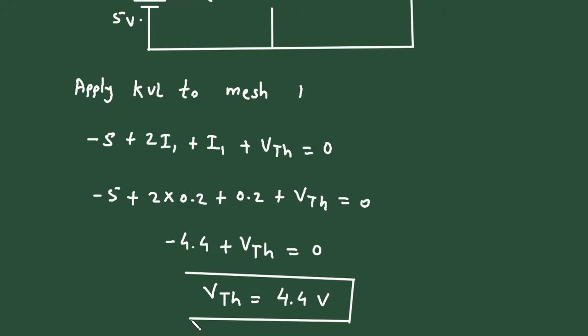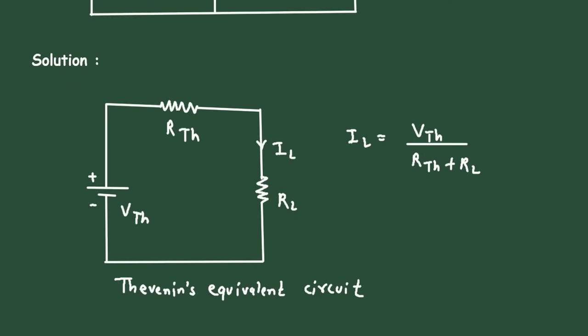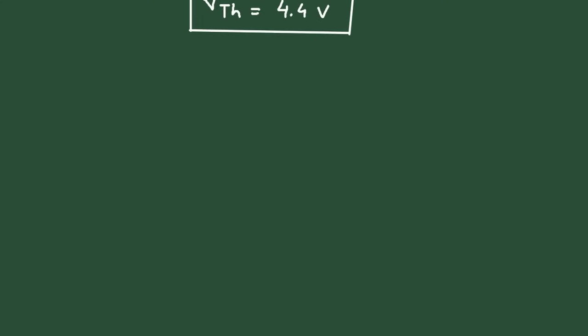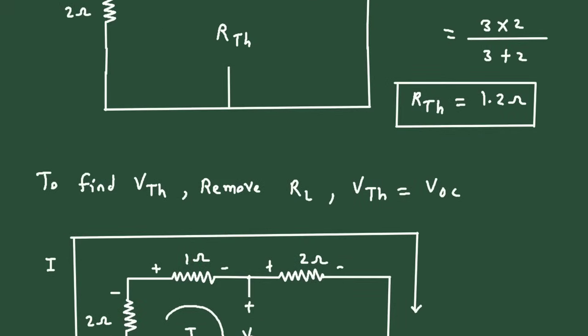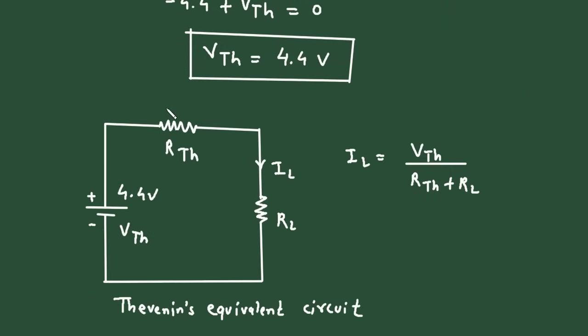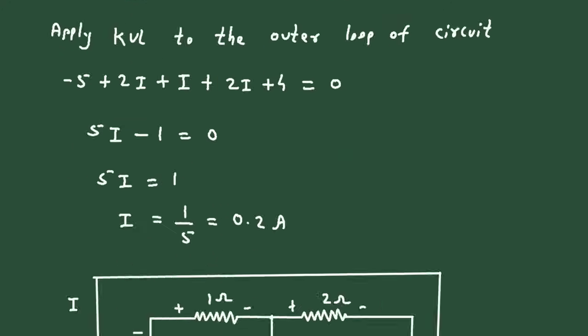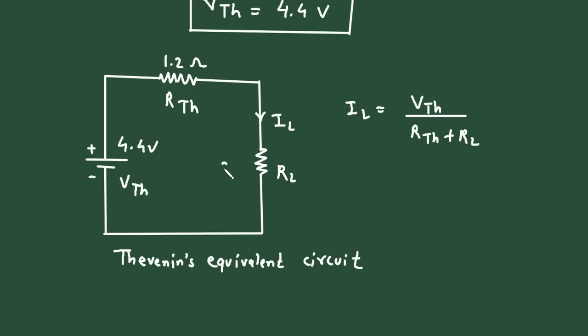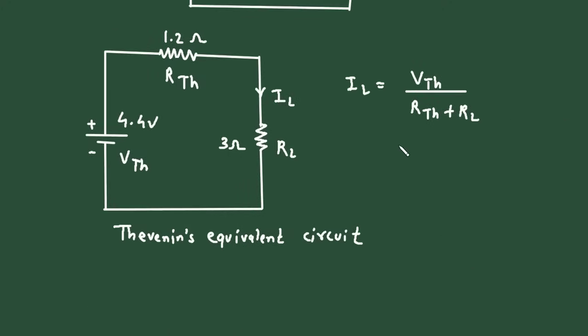So this is how we can find the value of VTH. Now we got the value of VTH and RTH. We can draw the Thevenin equivalent circuit. So let's copy it from here, and let's substitute all the values. The value of VTH is 4.4 volt. The value of RTH is 1.2 ohm, and the value of RL is 3 ohm. And the value of IL is current I. So small I, in place of IL we will substitute I.